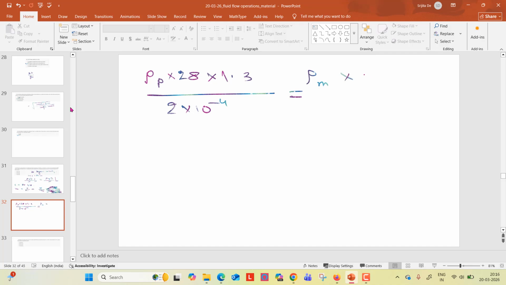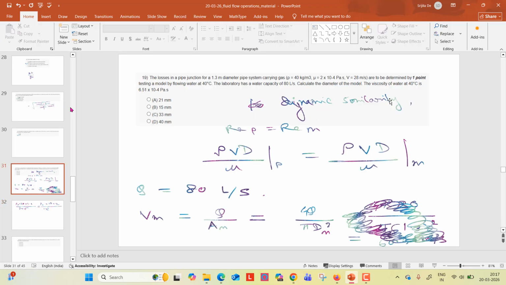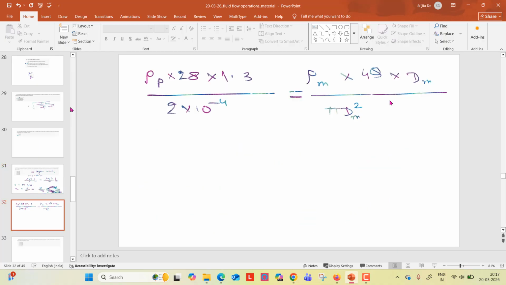Things we need to calculate Vm, and now the expression is 4q by pi d square dm square into dm we need to calculate. At 40 degrees centigrade the water viscosity is 6.51 into 10 to the power minus 4. Then we know rho p and rho m, because both are water, which can be cancelled out.